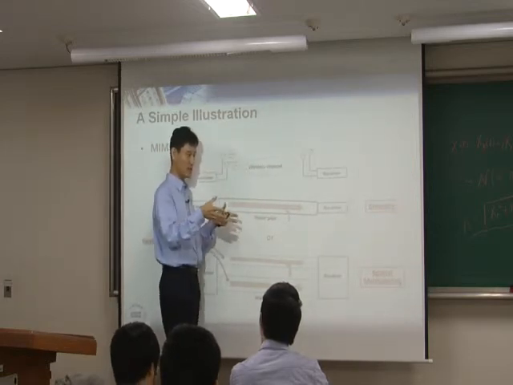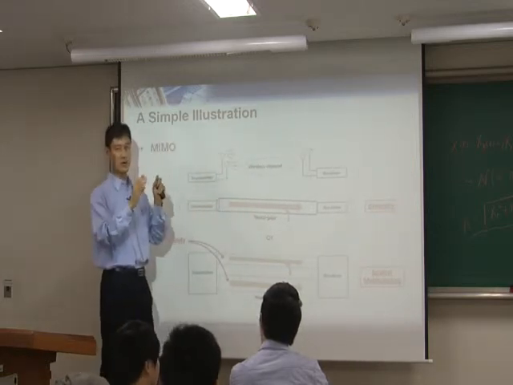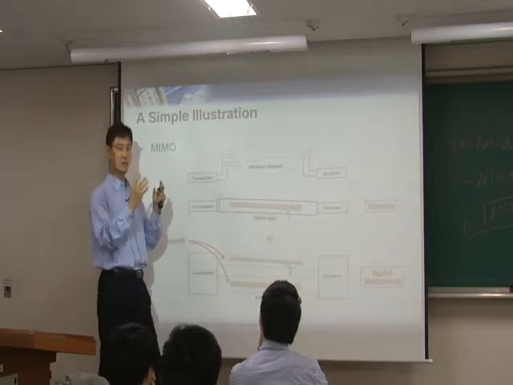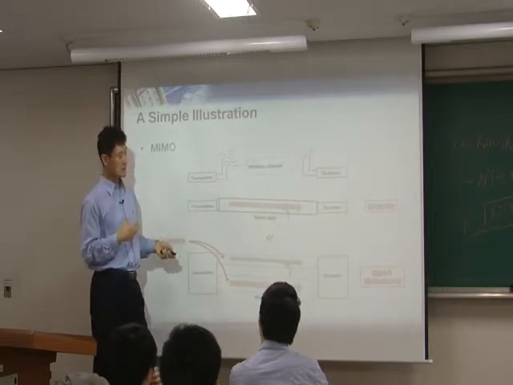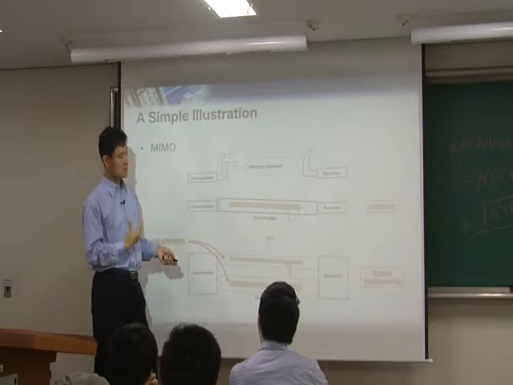But I have two pipes. So I can deliver more water. Although there's some errors, I can deliver more. So that's another intention, okay? That's the goal of the second method. We call that spatial multiplexing.